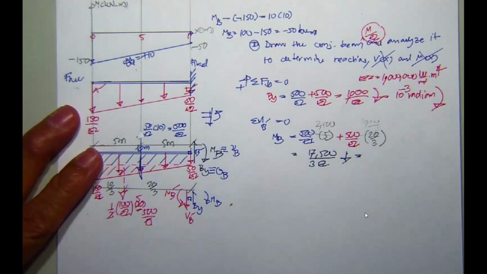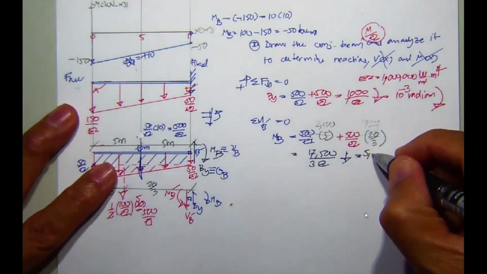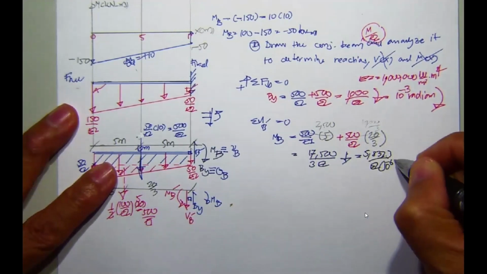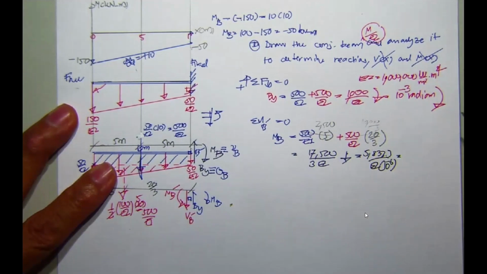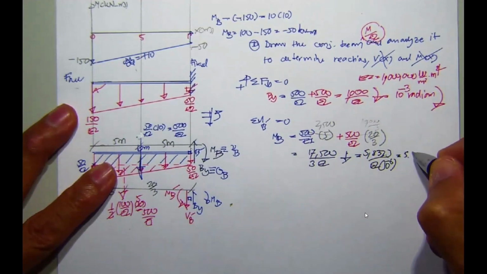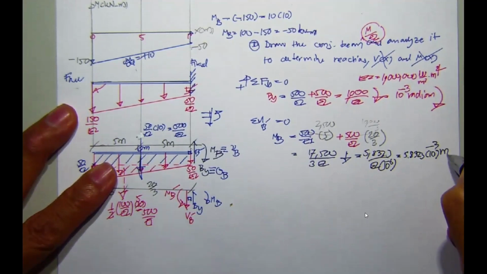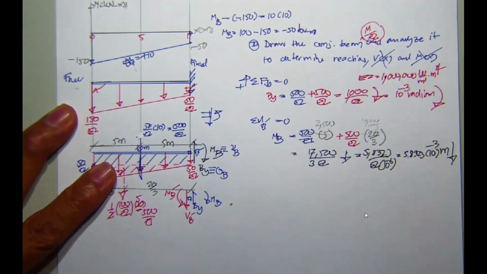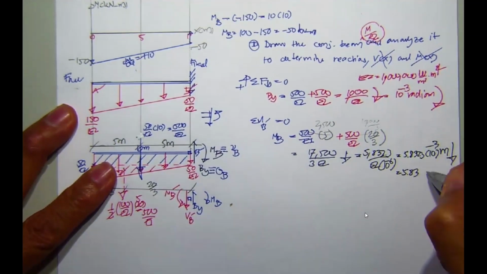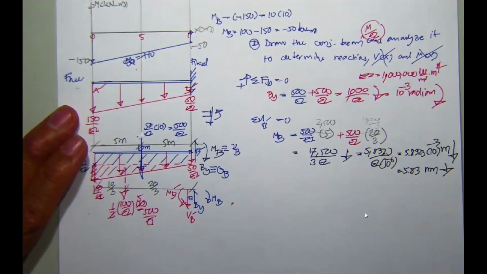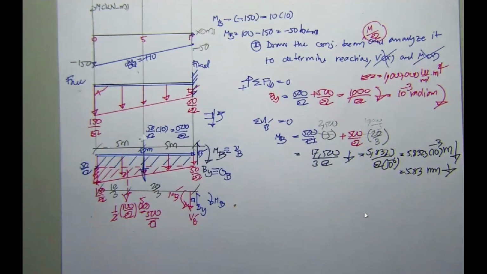Okay, and this is going to be 5833.3 over EI, and then 10 minus 6. So you will get this one to be 5.8323, 10 minus 3 meter and downward. That's about 5.83 millimeter, 5.83 millimeter downward. Okay, and that's going to be another important example.